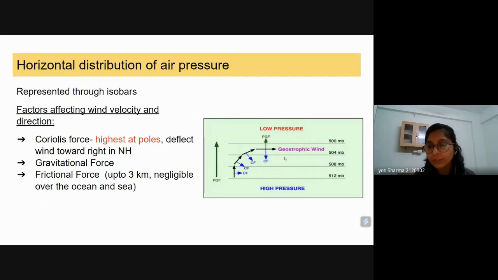So this is the geostrophic wind that moves along these isobars. What are isobars? They are the equal pressure lines. Let's say this is the line where the pressure is 500 millibar. Okay, so these are the isobars. So the horizontal distribution of air pressure is represented through isobars, and these factors, Coriolis force, gravitation, and frictional force, give rise to the deflection in direction or affect the wind velocity. So let's talk more about this. What is the Coriolis force?